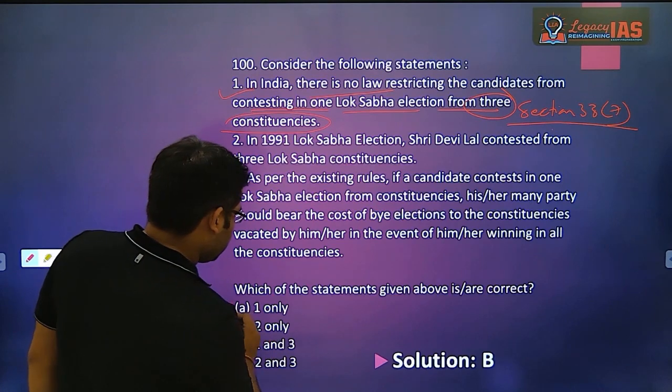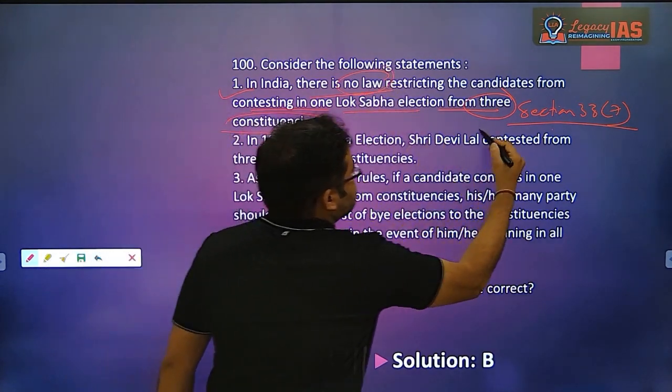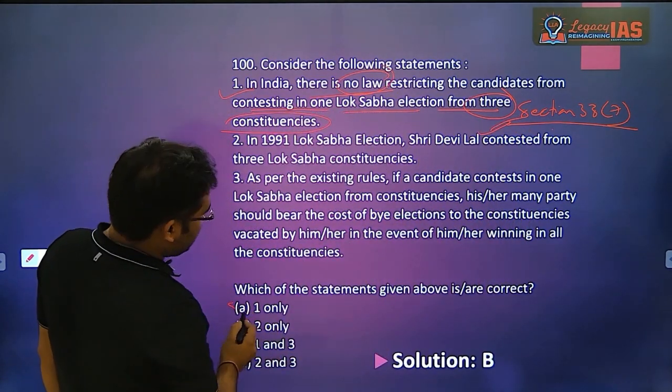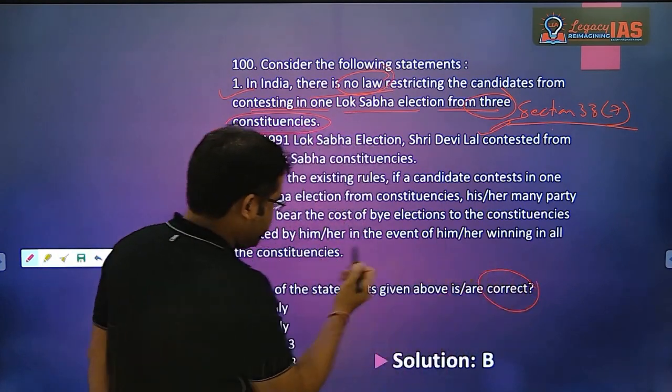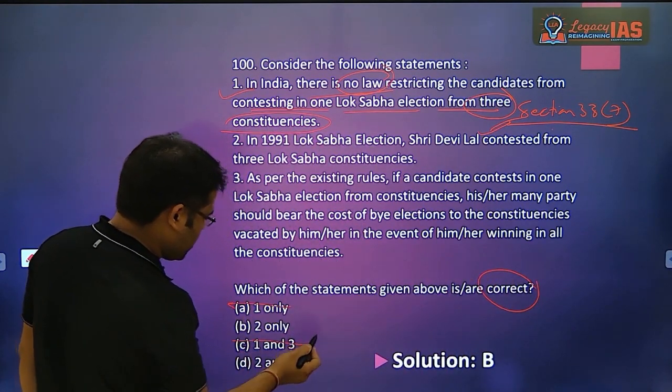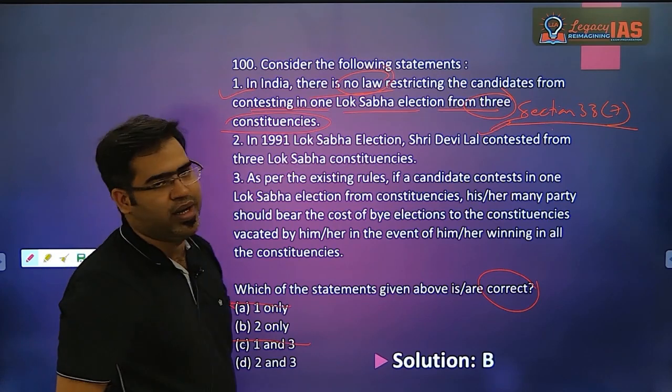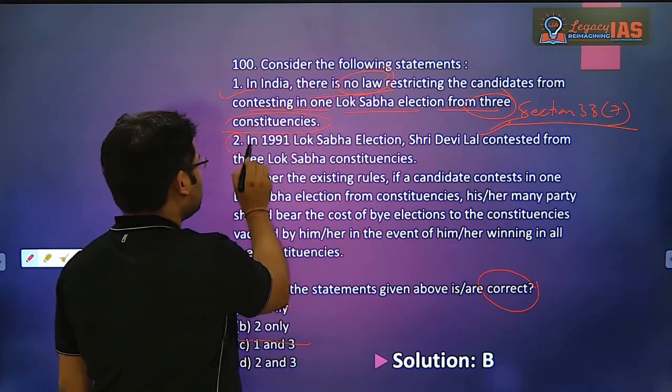So the first statement is not correct because there is a law already. Only the second is correct. So the first is not correct. The answer can be 2 or 2 and 3. Since 2 is common, 2 may be the answer.